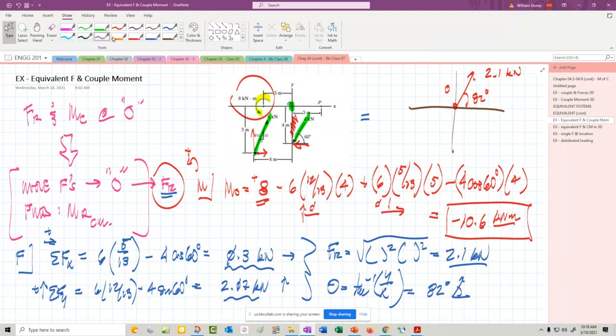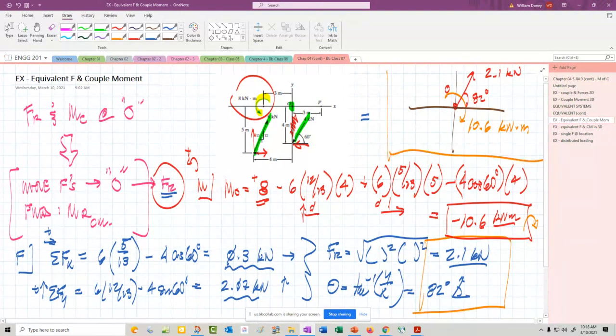So if I was going to draw that over here on our drawing, because that's clockwise, I would do this and put 10.6 kilonewton meters. And that's the single equivalent force and couple moment about point O in the upper right there. That would be the box for that.